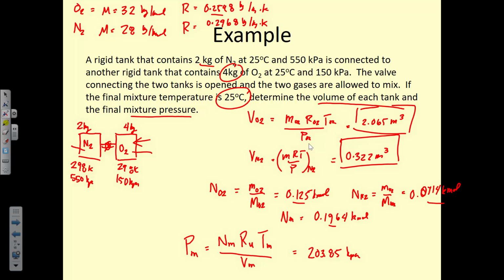Yes, the volumes were additive. Were the temperatures added together? No, the temperature of the mixture is 25, it's given in the problem, so it's 298 Kelvin. But the volumes, so volume of the mixture is equal to the volume of O2 plus the volume of nitrogen. So it's 203.85 kilopascals. What's the R sub U?